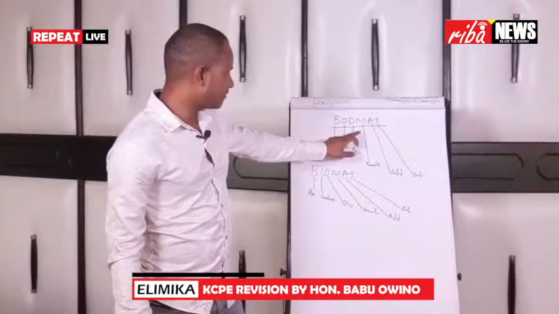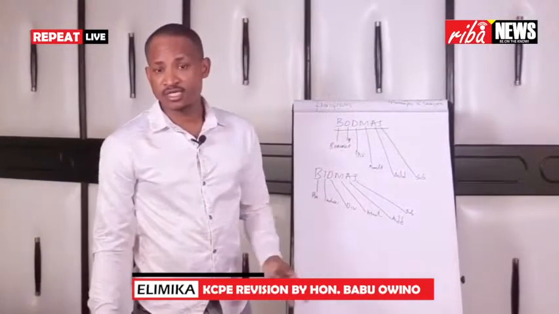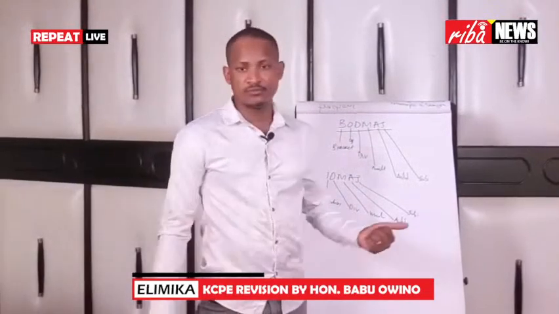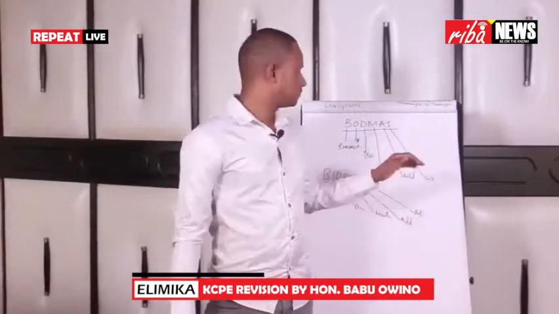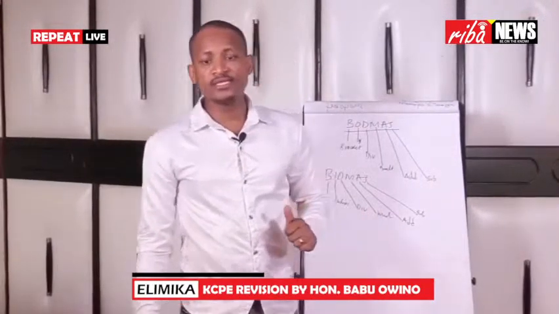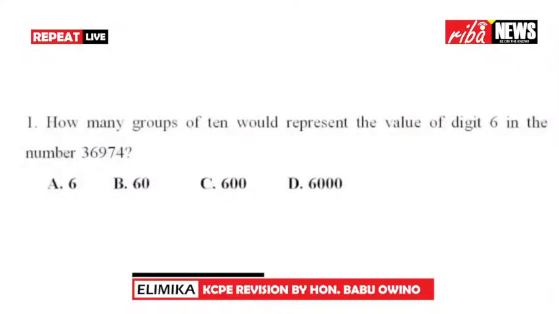Whenever you see a sum with different signs, that is addition, subtraction, multiplication, and division, and also brackets, you will use BODMAS. So now, let's focus on examples without wasting any time. So we go to question 1. And also in whole numbers, we will be dealing with place values.